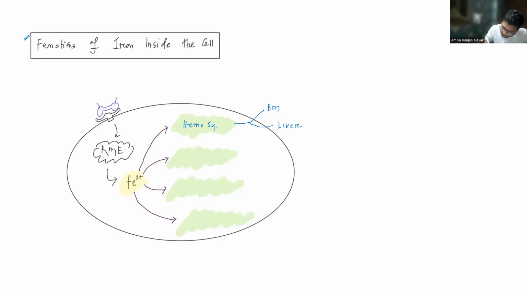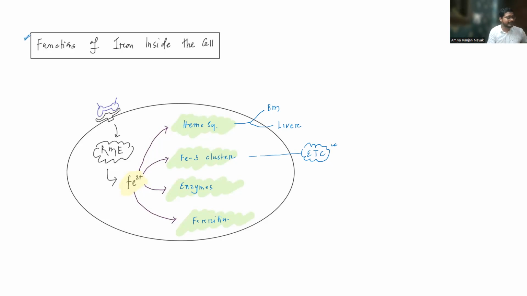Then iron can also be used for iron sulfur cluster synthesis. This will be utilized for the electron transport chain, which is required for oxidative phosphorylation. And iron is also utilized for various other enzymes. And whatever extra iron is there can be stored as ferritin. So these are the normal functions of iron in the cells.